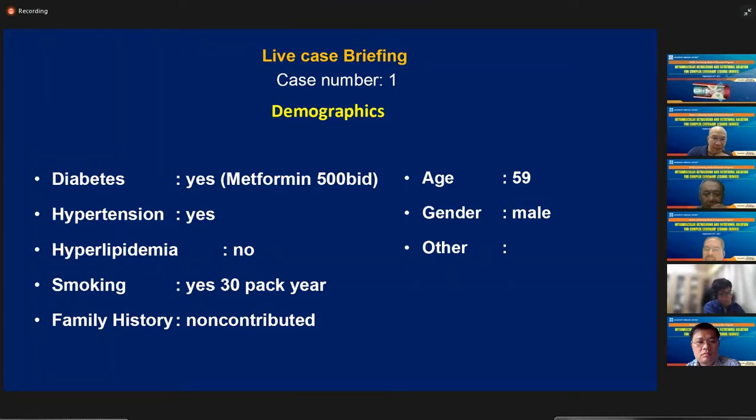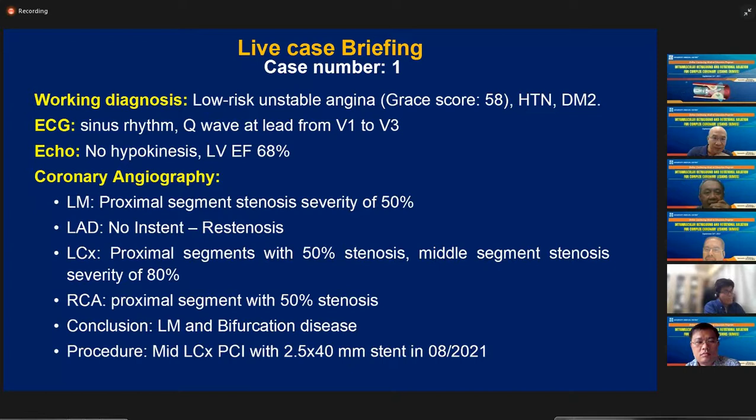The working diagnosis is low risk unstable angina with GRACE score 58, and ECG shows sinus rhythm. ECG shows Q waves at least from V1 to V3. The echo shows no wall motion abnormality and left ventricular EF is 68%. Let me show you the coronary angiography.